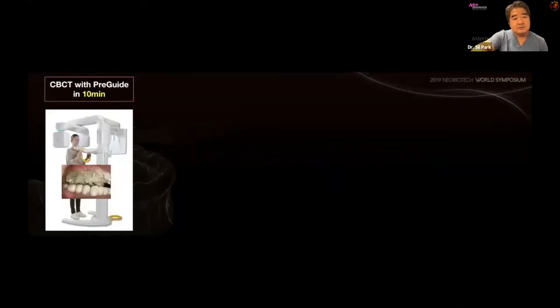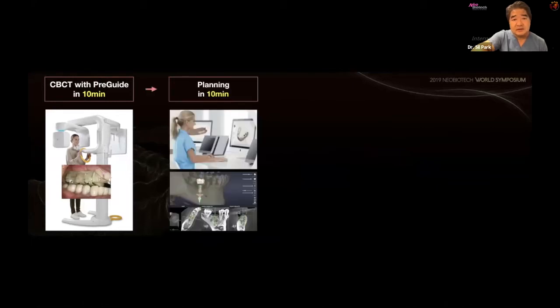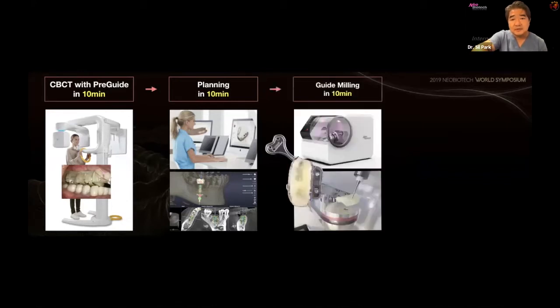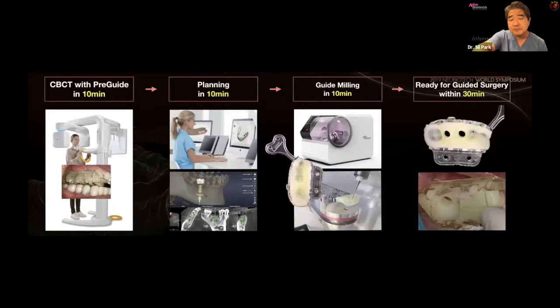So first, to get the CBCT with the pre-guide, usually it takes about 5 to 10 minutes to get the pre-guide ready intraorally. And with that pre-guide, we take the CBCT. And then planning: if the case is a single posterior case, within 10 minutes we can make it using the very simplified, user-friendly VARO plan software. And then we are also using the VARO mill. So trail side, we're going to make those sleeves, right? And then we do the surgery.